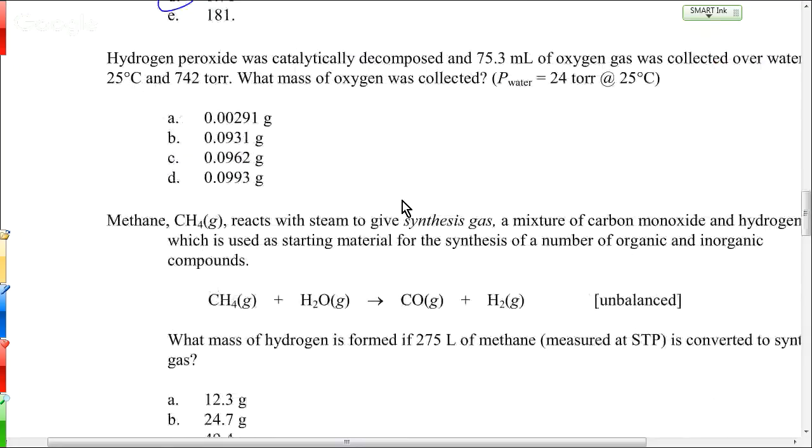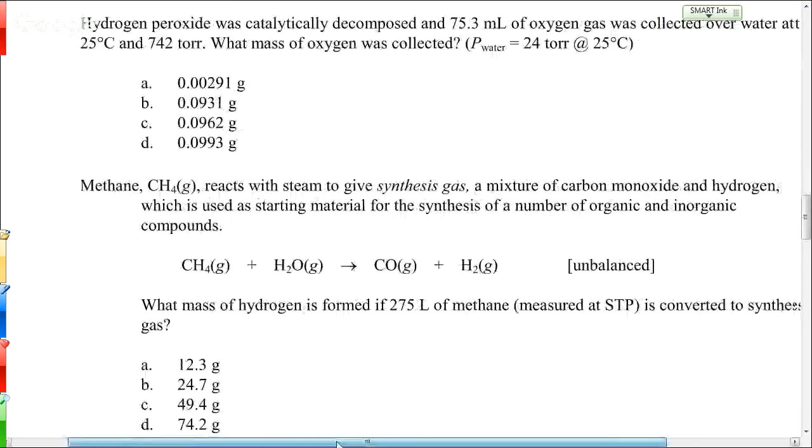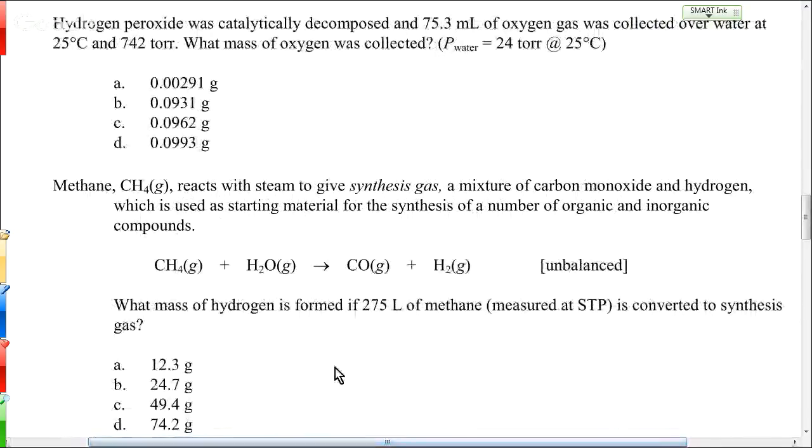Okay, so let's try a couple more that are, again, the same kind of uses, same kind of ideas, but with a little more context inside, solving for some other stuff. So if you haven't already, go ahead and try these two. First, we're going to talk about collecting a gas over water and calculating a mass, and then using methane in an unbalanced equation. Keep in mind, this is similar to one that we did last time.